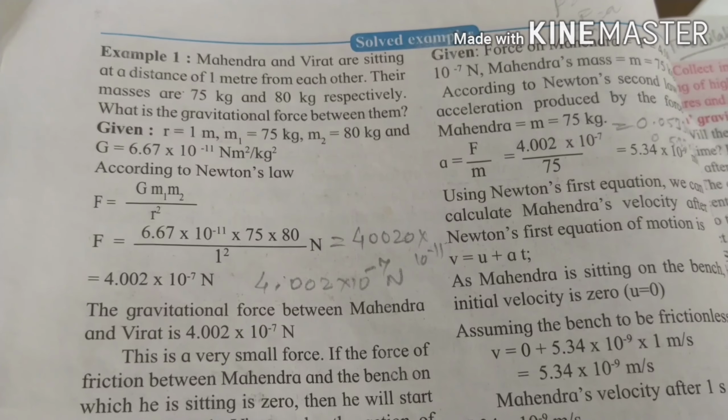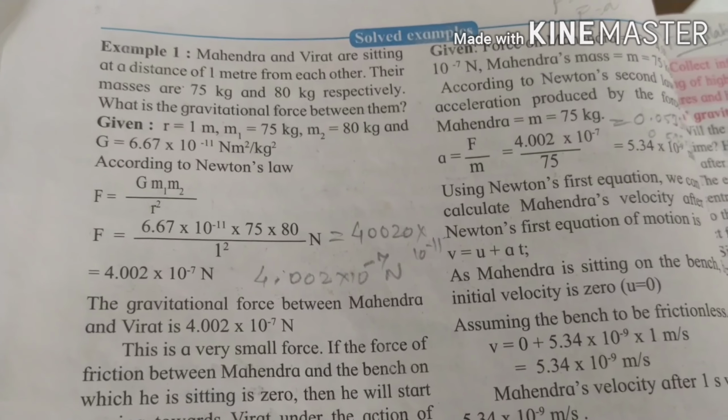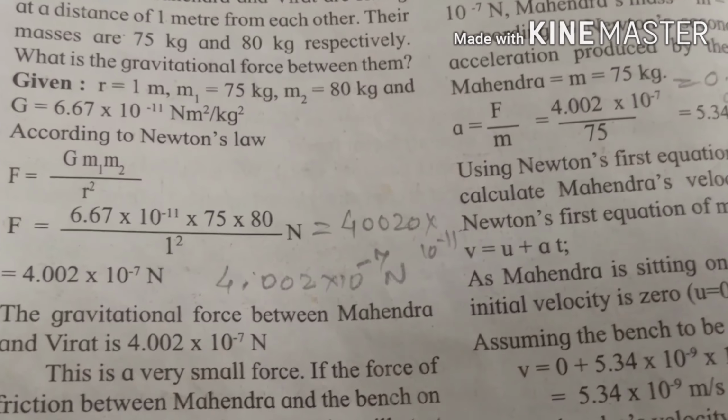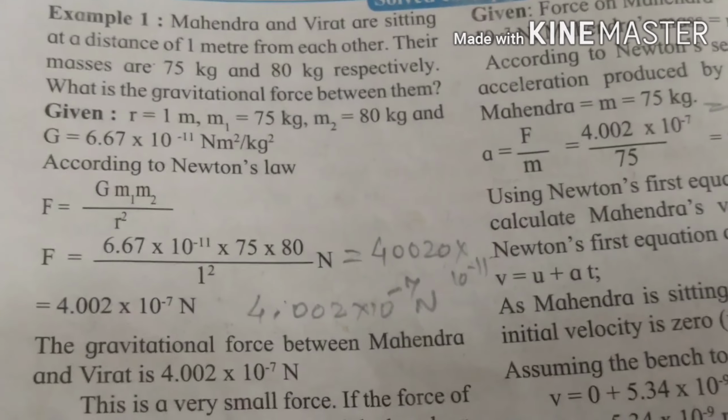Mahendra and Virat are sitting at a distance of 1 meter from each other. Their masses are 75 kg and 80 kg respectively. What is the gravitational force between them? Now it is given also. Now I will show you how to solve this.